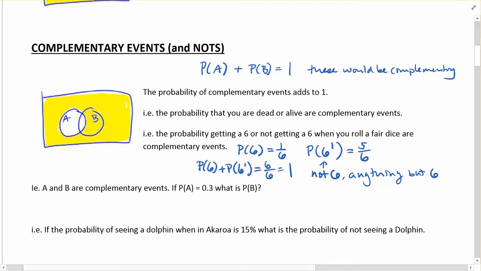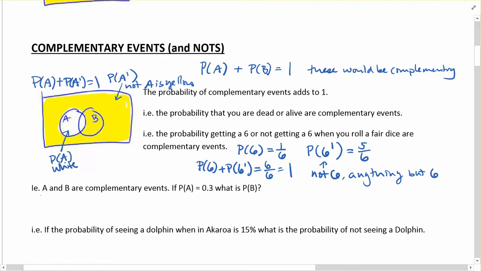And just to show this diagram real quick, the yellow part is the probability of not A. And then inside the circle is the probability of A, the white part. And these are complementary because they add up to 1. So the probability of A plus the probability of not A, or anything but A, will equal 1 because they're complementary.